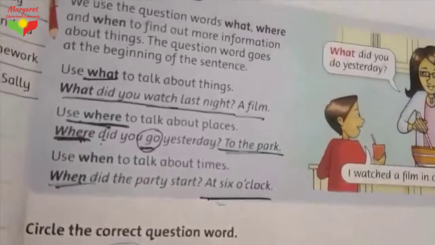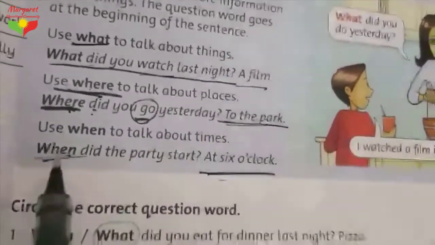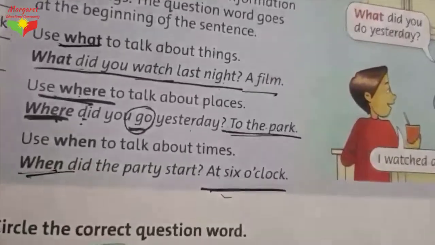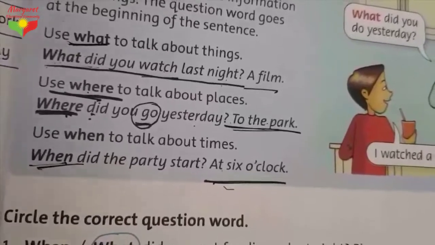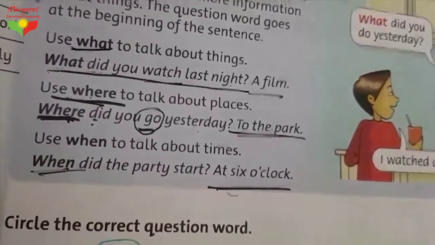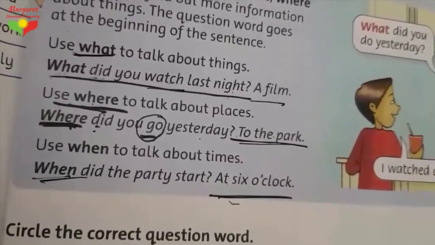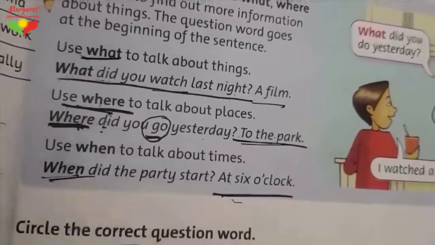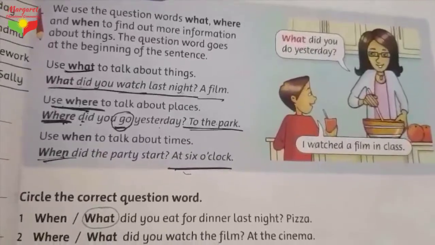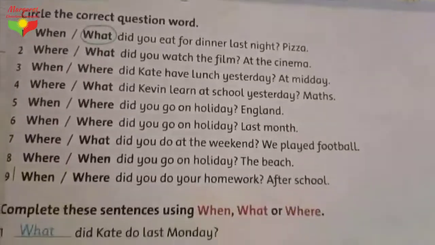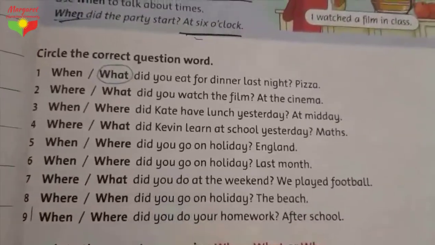Okay, so let me repeat them. What, to ask about things. Where, to ask about places. When, to ask about times. Position: how should we use them? You have to put them at the beginning of the sentences, before the auxiliary verb did. That's all about the 3 WH question words and how we can use them in question sentences with past simple tense. And here we have these 2 exercises. You have to do them.